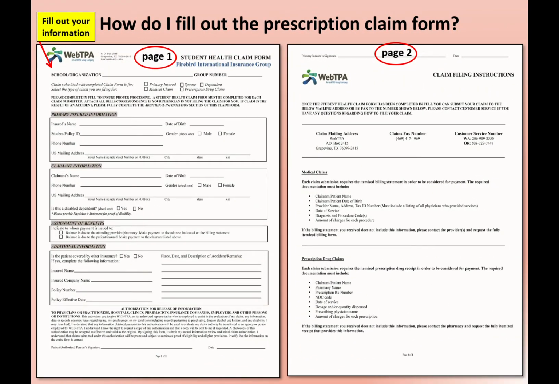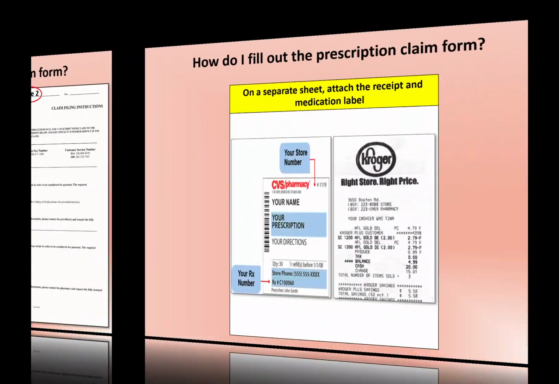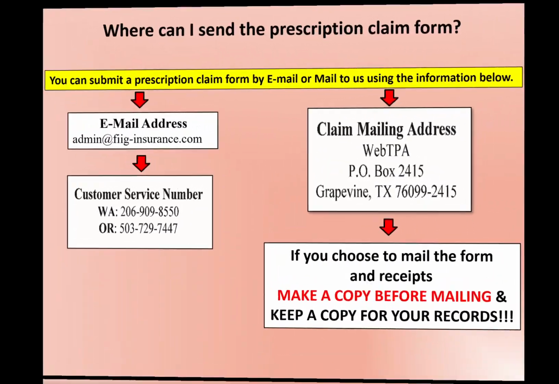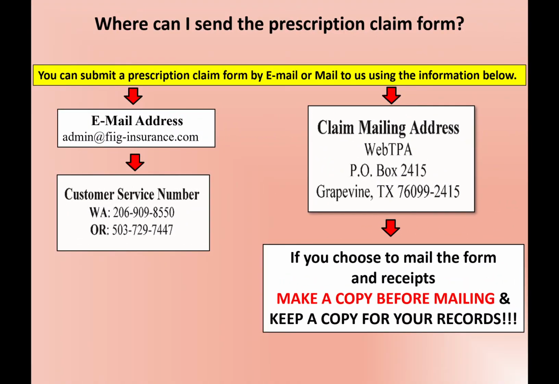This is a 2-page form where you will need to fill out your information: full name, student ID number, name of your school, your phone number, and most importantly, your mailing address. On a separate piece of paper, you will include that receipt and medication label. Once you are ready to send it, you can either email it to us at admin@fiig-insurance.com. This email address is also on your insurance card.